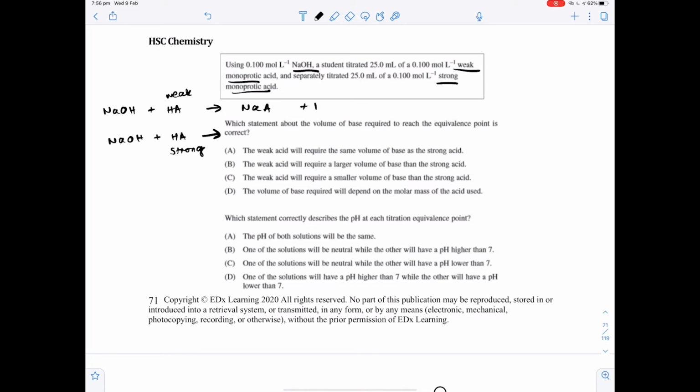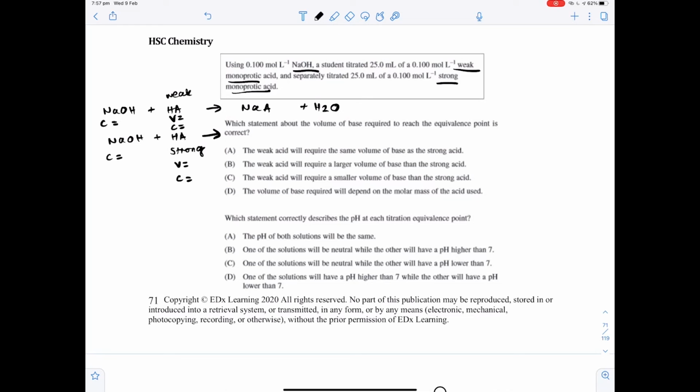NaA and H2O for both of them, right? So I'm not going to write this twice. Now let's write down our data. We're using the same concentration of NaOH. We're titrating the same volume of HA. We're titrating the same concentration of HA.